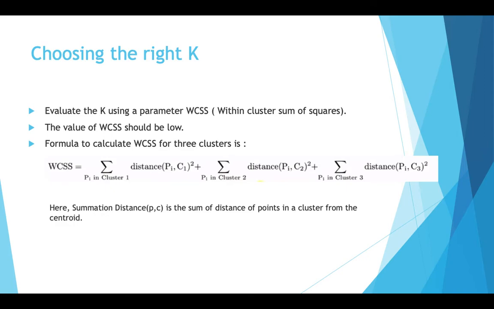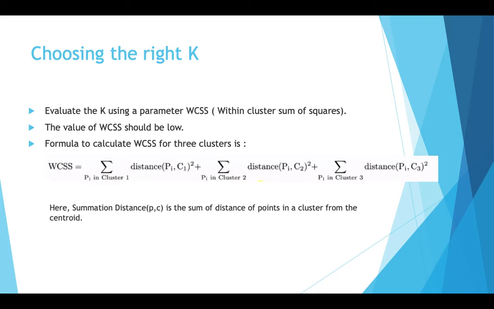Now, choosing the right K. Choosing the right K is a very tedious task. There are some algorithms to choose the right K. So I am going to explain WCSS here. Evaluate the K using a parameter called WCSS. The full form of WCSS is within cluster sum of squares. The value of WCSS should be very low.